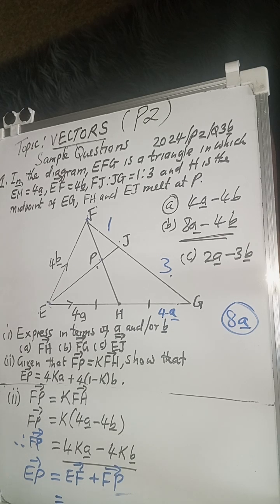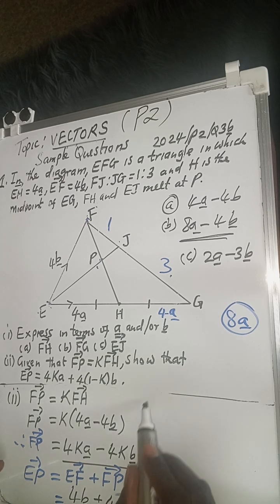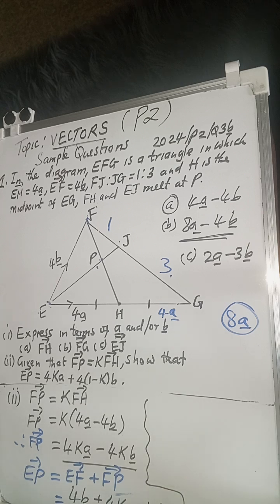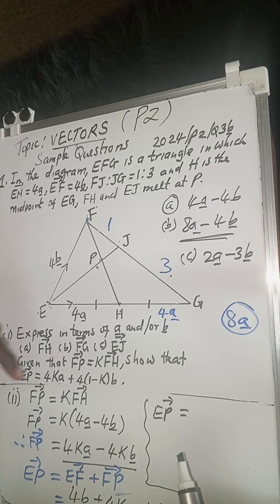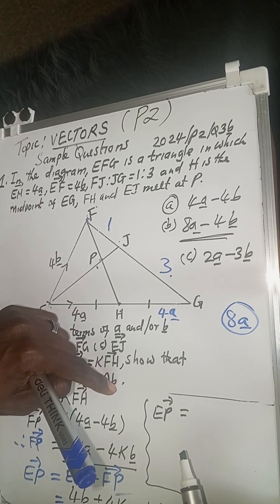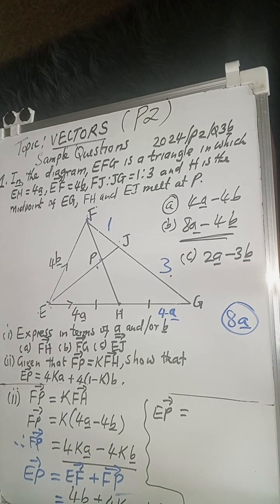So what is the vector EF? It is simply 4 vector B plus FP, which is 4K vector A minus 4K vector B. Now we just need to collect the like terms on one particular side. Remember, they are starting with A and they are ending with B. So we also do the same. So this A will be in front. I'll put it in front.